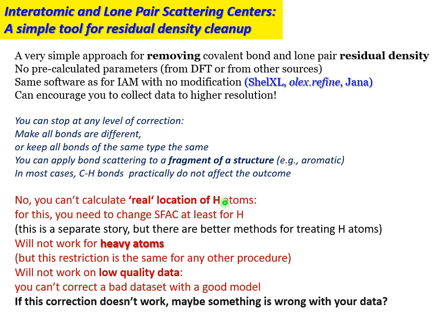When you do the correction, you can stop at any level, make all bonds different, or keep all bonds the same at the same time. You can apply bond scattering to a fragment of the structure, for example, an aromatic fragment. In most cases, CH bonds practically do not affect the outcome. No, you cannot calculate reallocation of hydrogen atoms. For this, you need to change scattering factors for at least hydrogen atoms, but better for others. It's a separate story, but there are better methods for treating hydrogens.